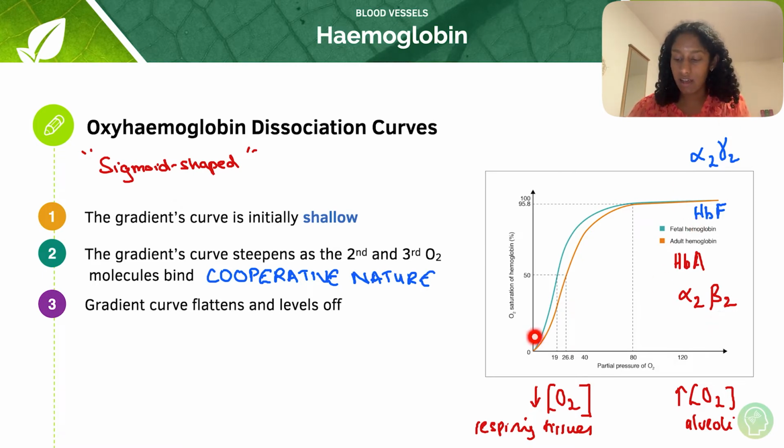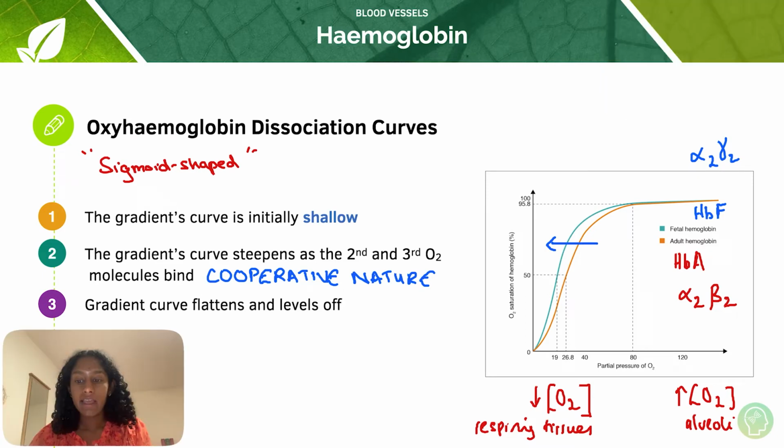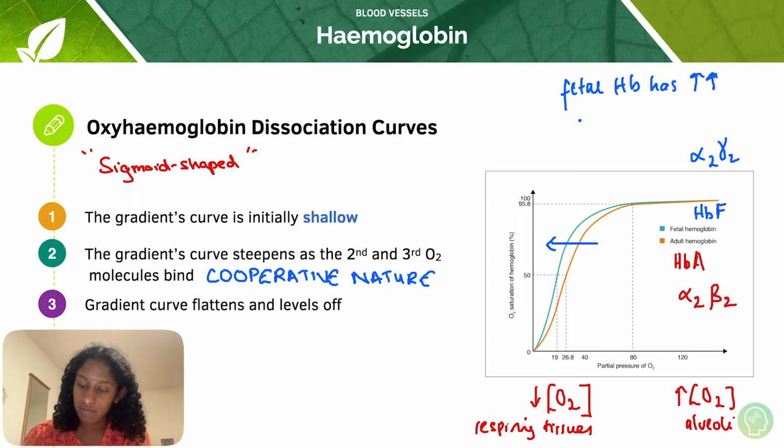And you can see on this curve, the blue curve is the fetal haemoglobin, you can see it's different to the oxyhaemoglobin dissociation curve for adult haemoglobin. It's shifted to the left. Now, what does that actually mean? It means that fetal haemoglobin has a higher affinity for oxygen. And we can see that when we look at this graph.